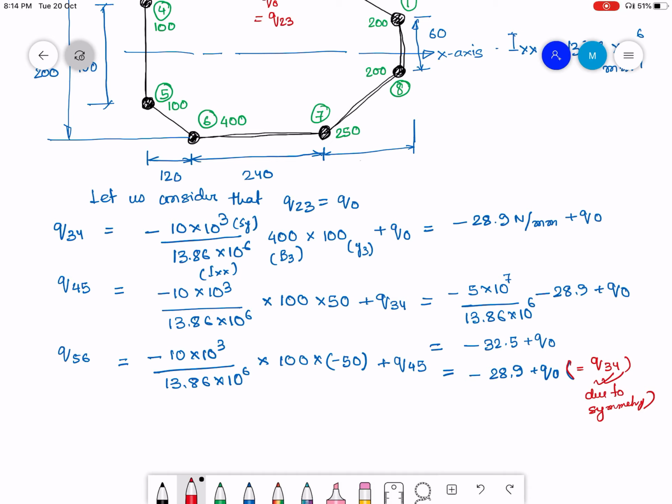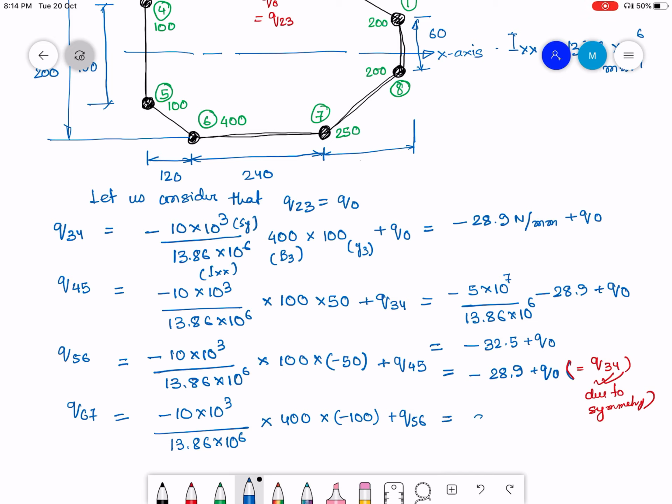So similarly I can find out Q67, and if you look into it, it is going to be Q0, which is equal to Q23 due to symmetry. I actually didn't need to find out the entire cross section. I could have easily used the symmetry.